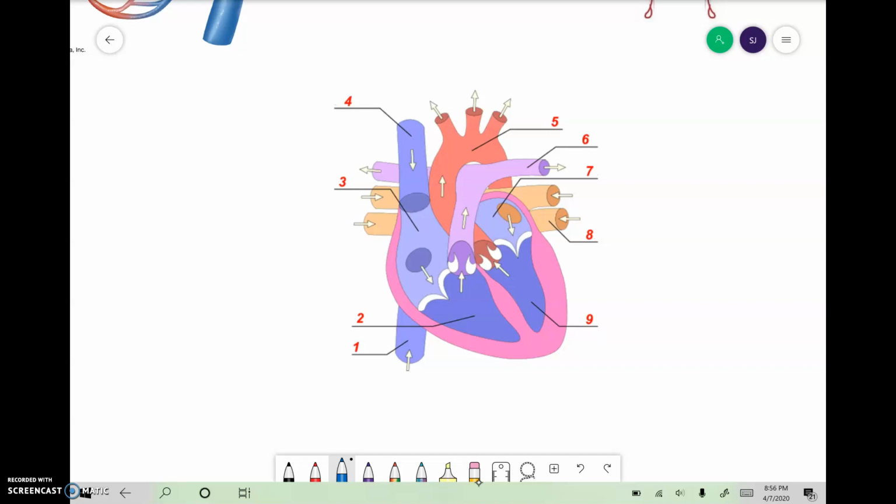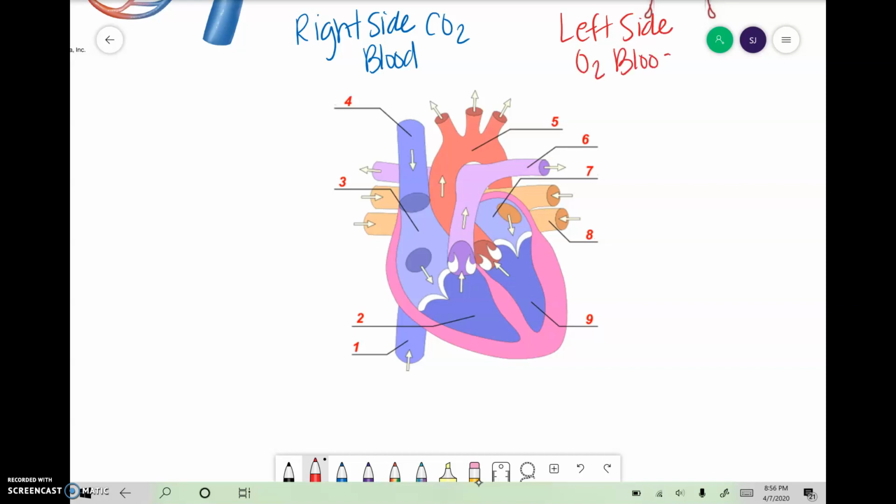So we have the left side and the right side that both carry different types of blood. Okay, so the right side carries CO2 blood. Okay, so that will be your blue blood on the right side. If we're on the left side of the heart, we are carrying oxygen-rich blood. Okay, so everything will either be labeled left side or right side, depending on what type of blood we are talking about.